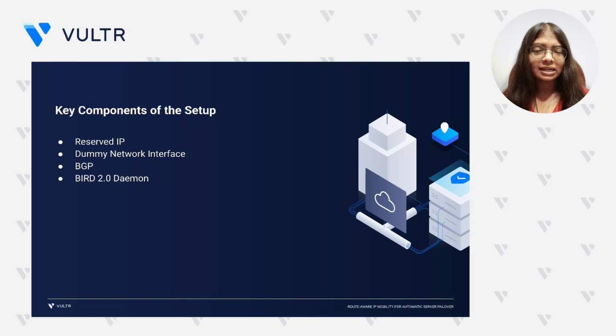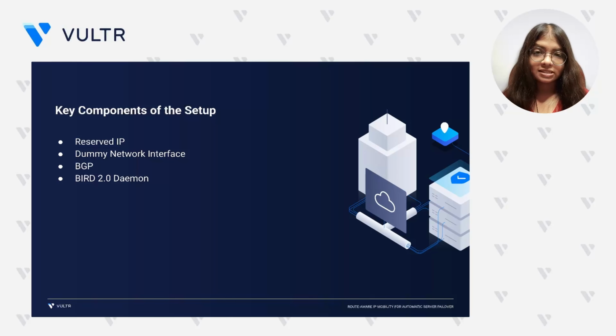But instead of binding it directly to an instance, we attach it to a dummy network interface created inside the operating system. That dummy interface becomes the anchor point for route advertisements. To tell Vultr's network which instance currently owns the route, we use BGP. The Border Gateway Protocol allows the instance to speak directly to Vultr's edge router. And to actually speak BGP, we use the BIRD 2.0 daemon, a lightweight, high-performance routing engine that advertises reachability for the reserved IP via the dummy interface.